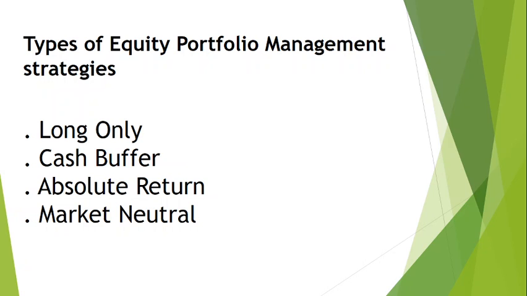What are the different types of equity portfolio management strategies? So we have four different strategies. We are going to term the first as long only. The other strategy is cash buffer. The third strategy, absolute return. The fourth one is market neutral. Dear students, let us understand these equity portfolio management strategies individually in detail.